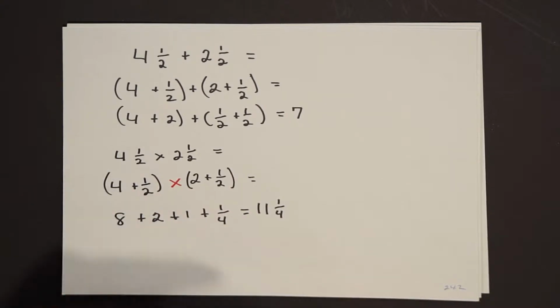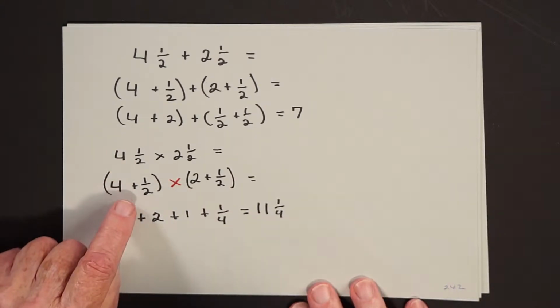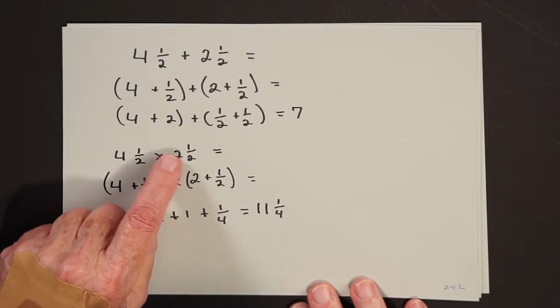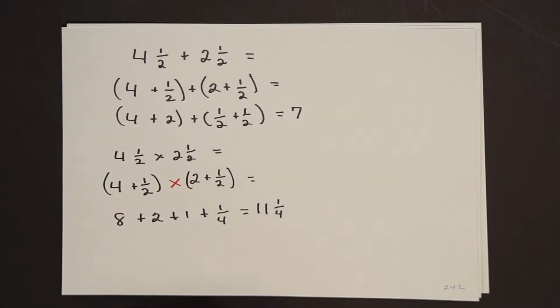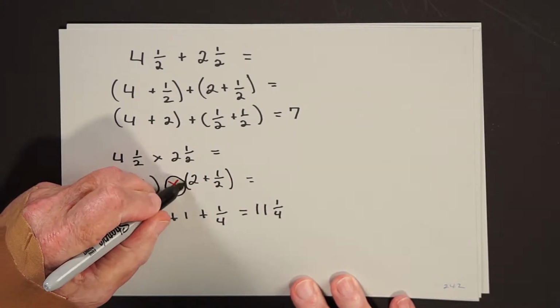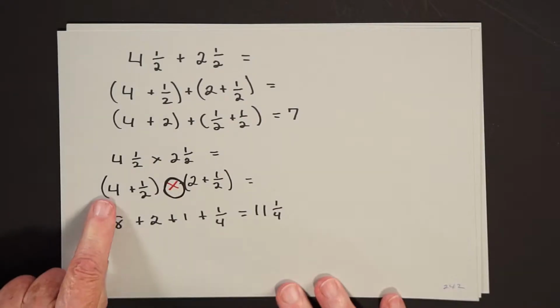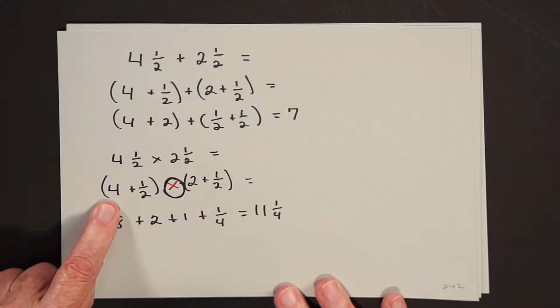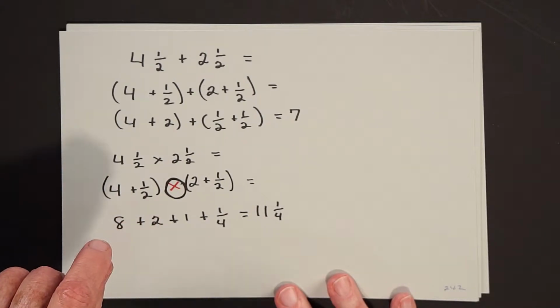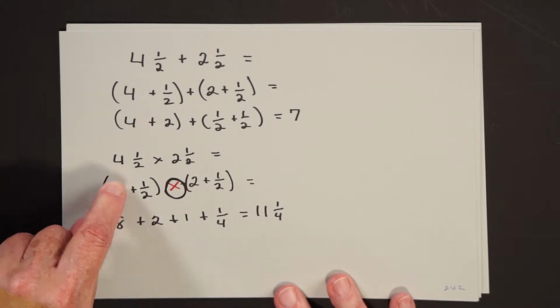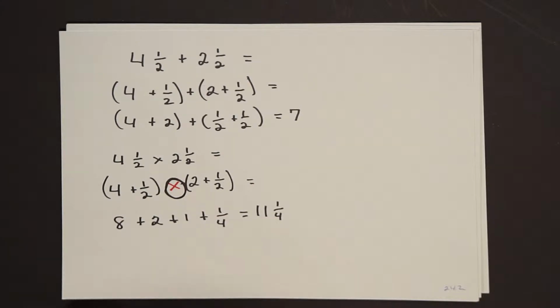Now, watch what happens here. 4 1/2 is still 4 plus a half. 2 1/2 is still 2 plus a half. But now there's a times sign separating them. It's no longer a sequence of 4 things you're adding. You're multiplying the sum of 2 terms by another sum of 2 terms, and that involves the distributive property.